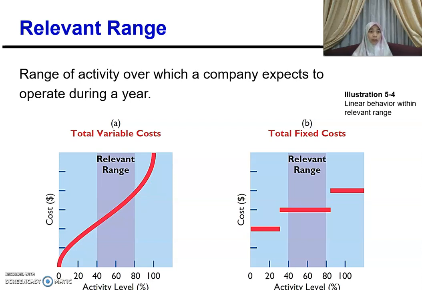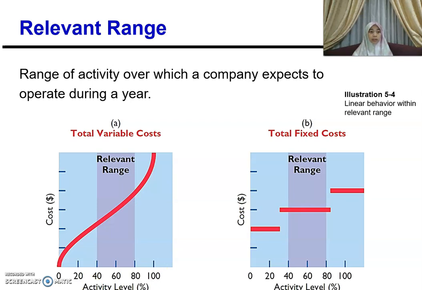You need to understand what is meant by the relevant range. It is the range of activity over which a company expects to operate during a year, and the cost behavior is only true for that relevant range. For example, we are saying that variable costs increase proportionately with your level of activity. It is true for this particular range. The same goes with your fixed cost.